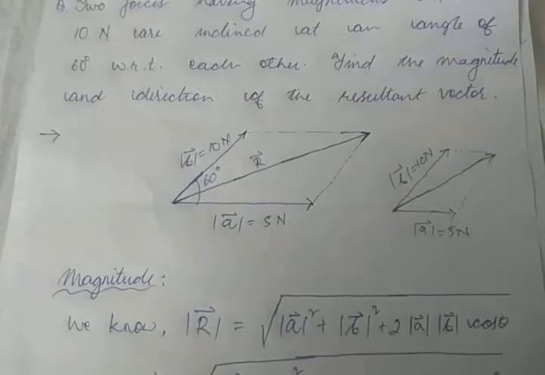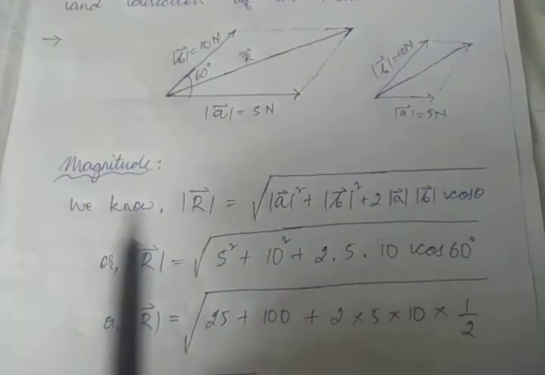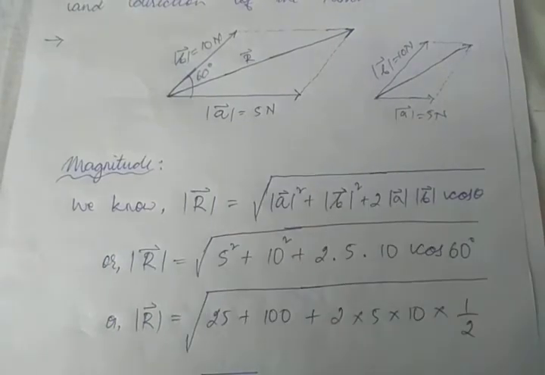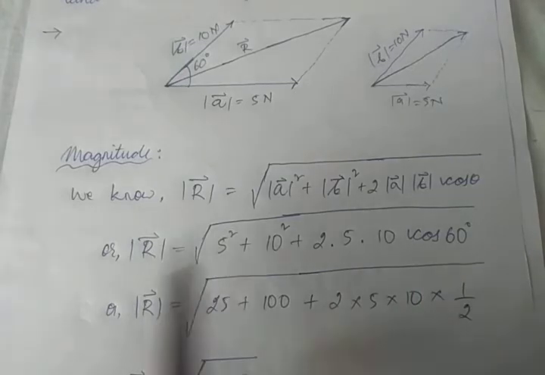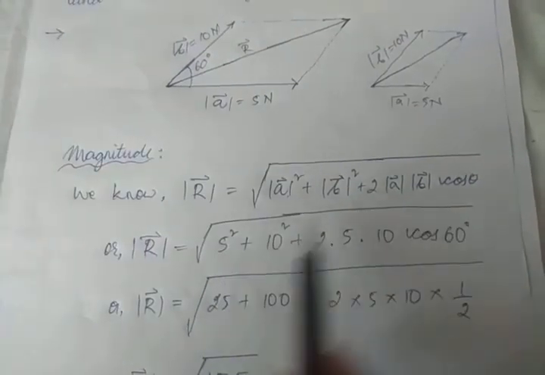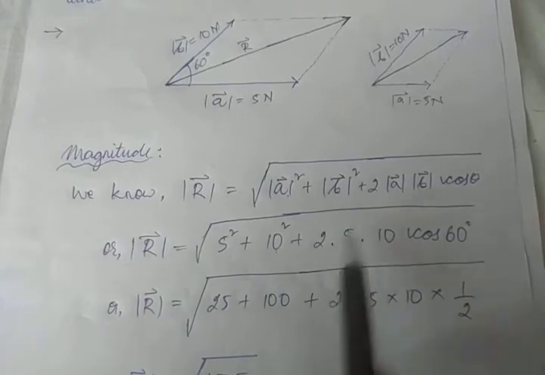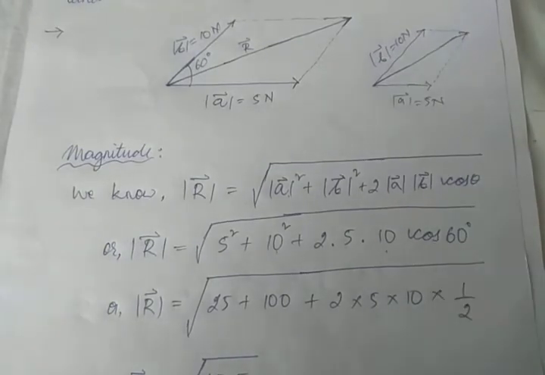The question says calculate the magnitude and direction of the resultant vector. To calculate the magnitude, we know modulus of r is this equation. Then simply substitute the values given. Magnitude of a is 5, so 5 squared. Magnitude of b is 10, so 10 squared, plus 2 into magnitude of a, 5, into magnitude of b, 10, and theta is 60 degrees, so cos of 60 degrees. Simply substituting the values, remember.